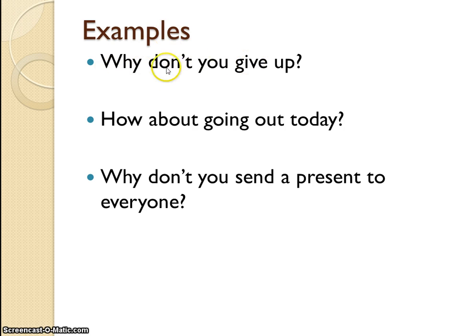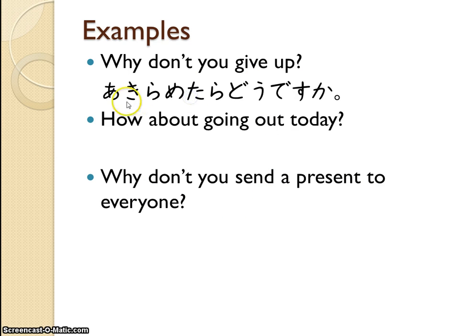Okay, this is the phrase たらどうですか? So why don't you give up? How about going out today? Why don't you send a present to everyone? Okay, so the first one is why don't you give up? 諦めたらどうですか? Now, also keep in mind in a lot of these the word you is assumed, because when you say this, it's automatically assumed that you are saying it to another person.